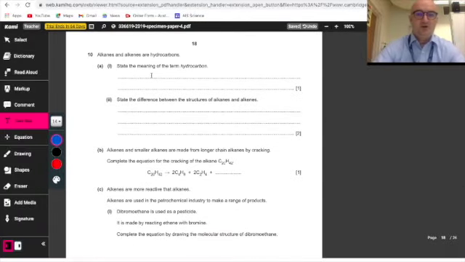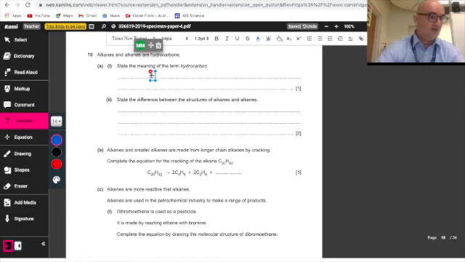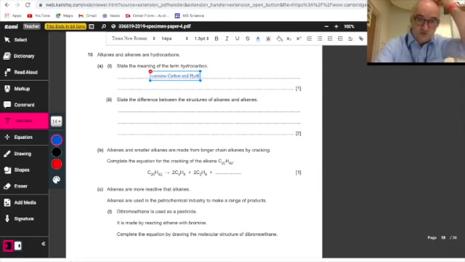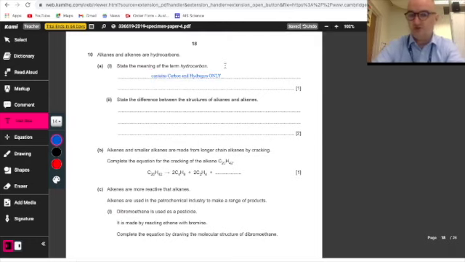State the meaning of the term hydrocarbon now. This trips up so many students, because many students will say, well, it contains carbon and hydrogen. And you know what? You're not wrong, but you'll get no marks for that, because you have to put the word only. A hydrocarbon does not contain oxygen or nitrogen or sulfur or anything else. Only carbon and hydrogen. Without the word only, nil point, as they say en français.